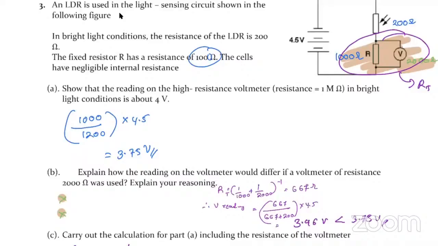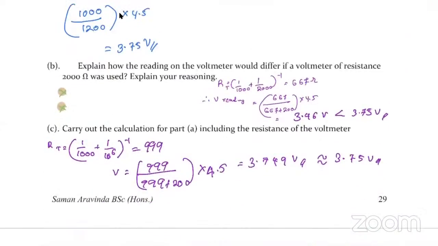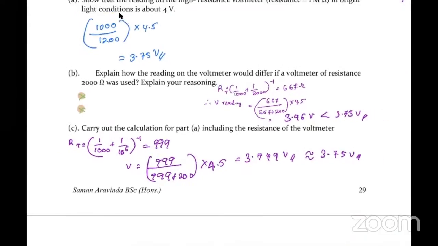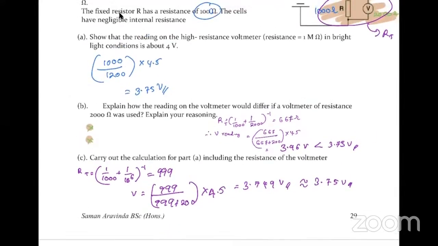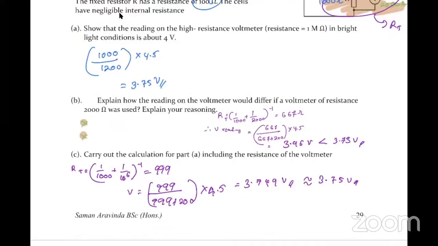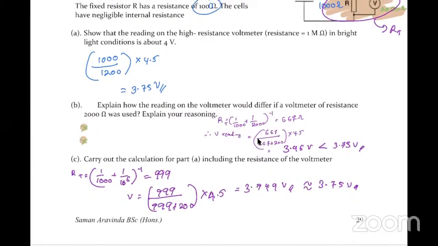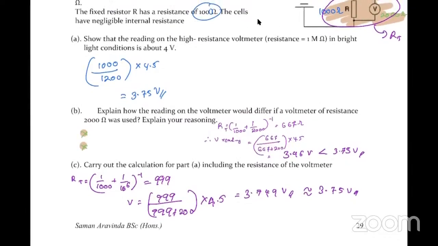That's also almost the same. 3.7. So how much do you get? It's like 3.749, isn't it? Yes, 3.75. So now do you understand why we use a higher resistance voltmeter? It's almost the same, 3.749 and 3.75. Am I clear? All right.